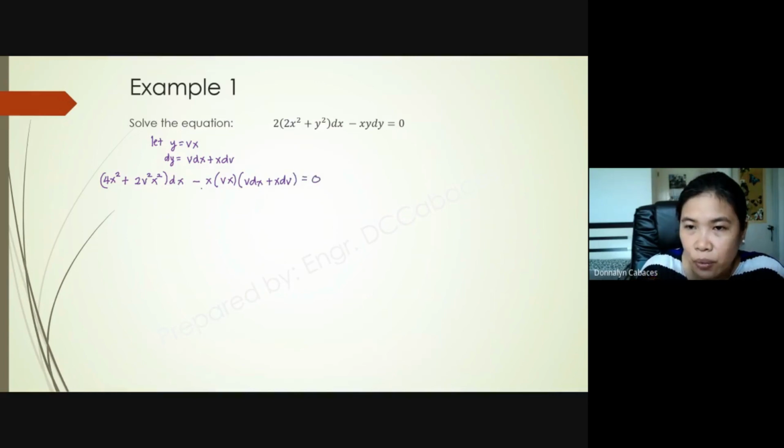Then we simplify the equation. This is now 4x² dx plus 2v²x² dx. Then we multiply this minus x, vx, and v. So we have minus v²x² dx. Then minus x, vx, and x dv. So that is minus vx³ dv is equal to 0.